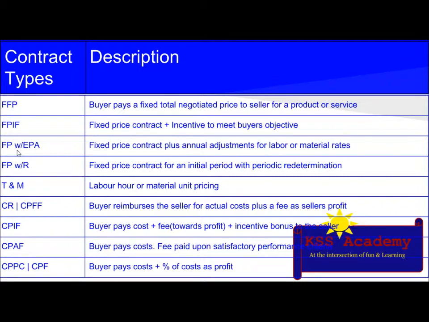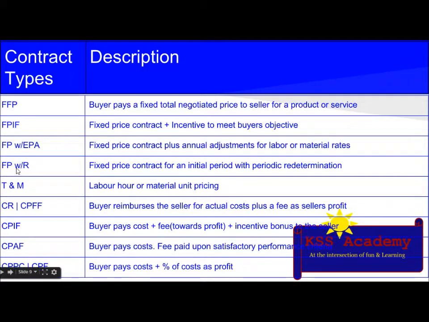The third type is fixed price with economic price adjustment. Its description is a fixed price contract plus annual adjustment for labor or material rates. An example could be a $5 million contract over 5 years with 2% EPA. And the characteristic could be good for multi-year contracts and may include a ceiling on adjustment.